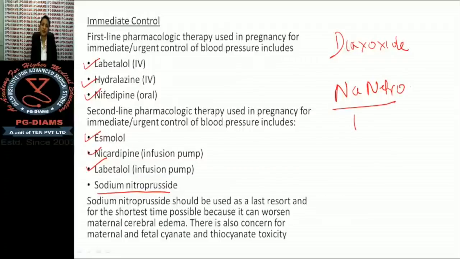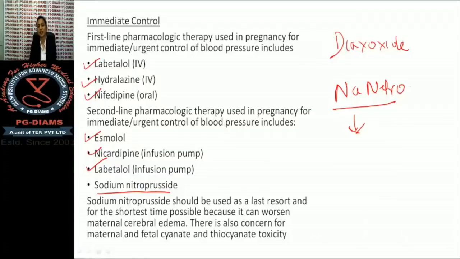Now some books say because nitroprusside can cause cyanide toxicity of the baby, you will not use it. Now see, there is hypertensive crisis in the mother. The mother might die of hypertension if you don't treat. So baby having cyanide toxicity is not the prime concern right now.